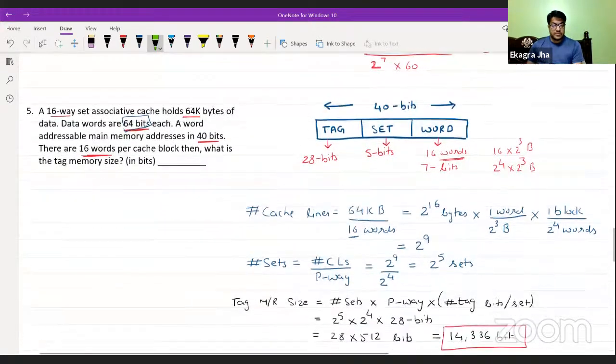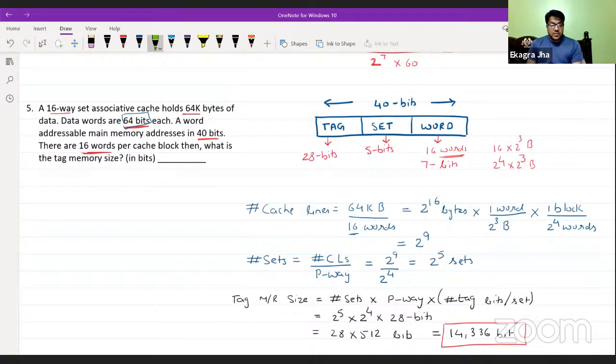Okay, so actually the word offset depends on the block size, whatever the block size is. Okay, block size is already given. The cache block size is already given, which is 16 words. But we have all the other figures or values in the unit of bytes.